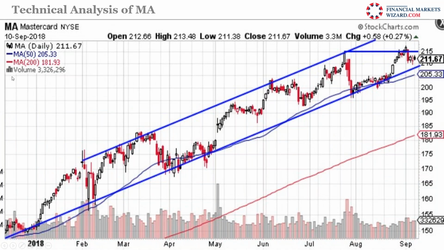MasterCard, I am already long on MasterCard. So when I'm watching MasterCard, I'm watching Visa and other financials. So MasterCard, Visa, Square, all these three together. So this is a MasterCard chart.